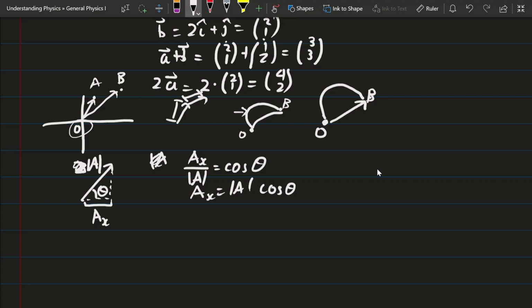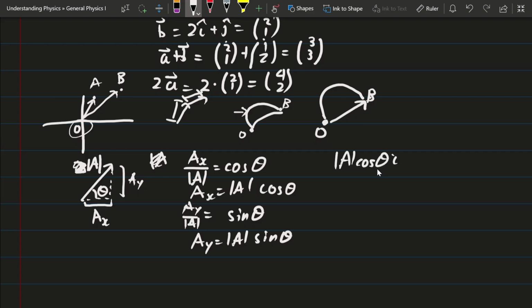And you could do the same thing for AY, which is AY over the modulus of A being sine of theta. So you would know that AY is the length of A sine theta. And so you could write things as modulus of A cosine theta i-hat plus the modulus of A sine theta j-hat. This is a way for you to write things down using only the length as well as the angle.